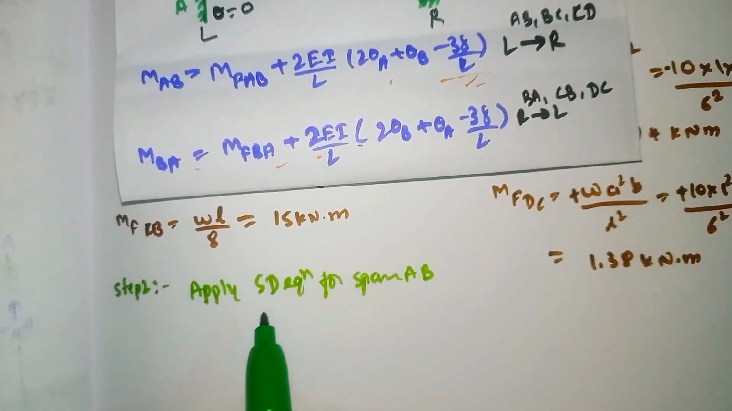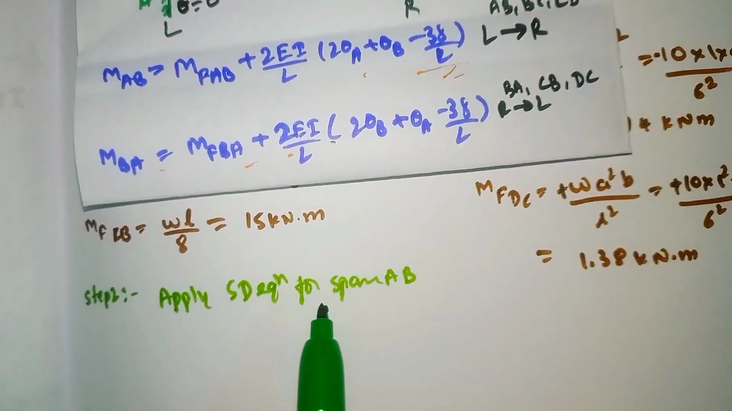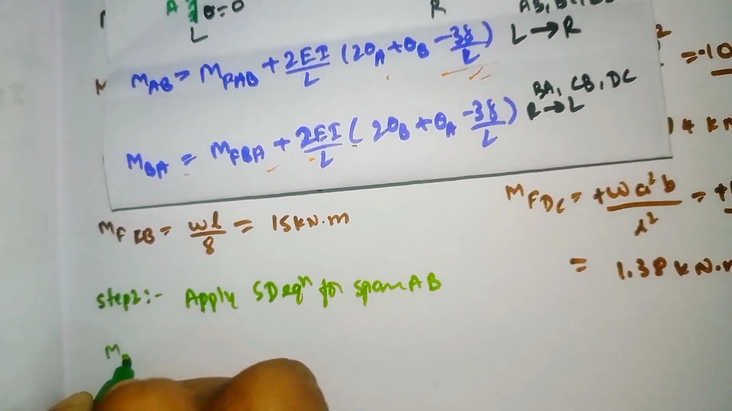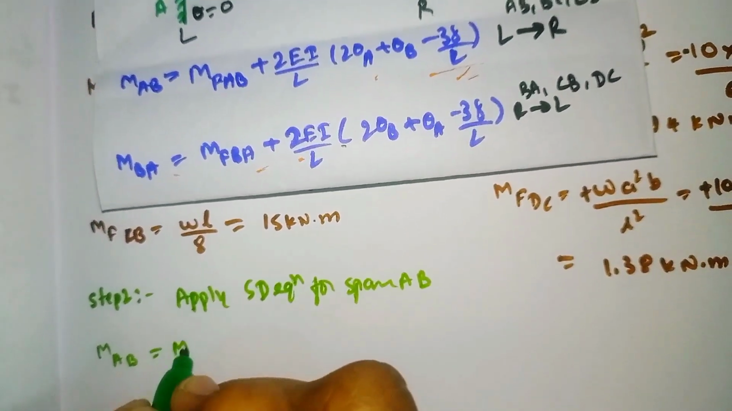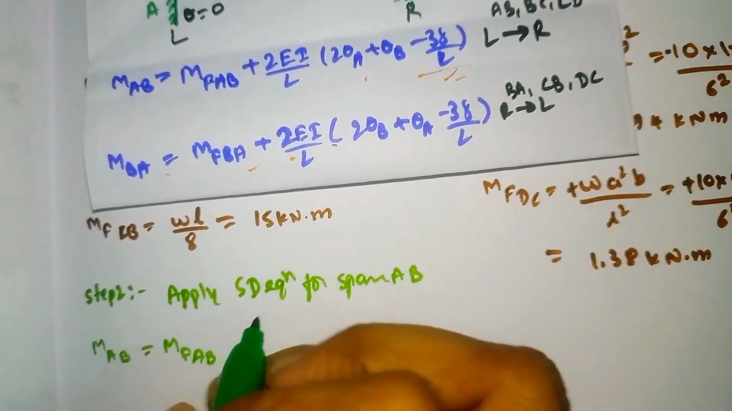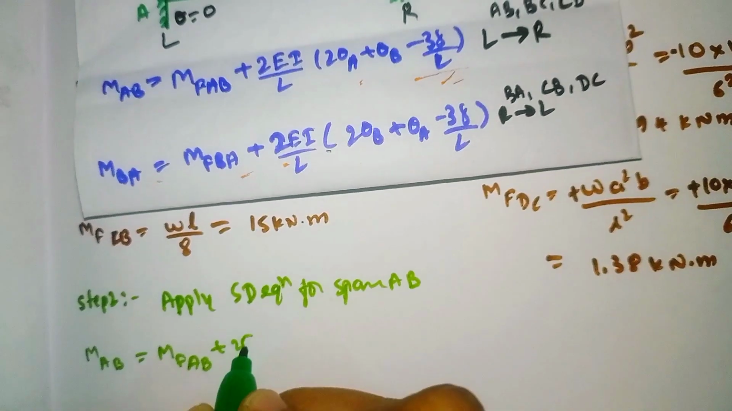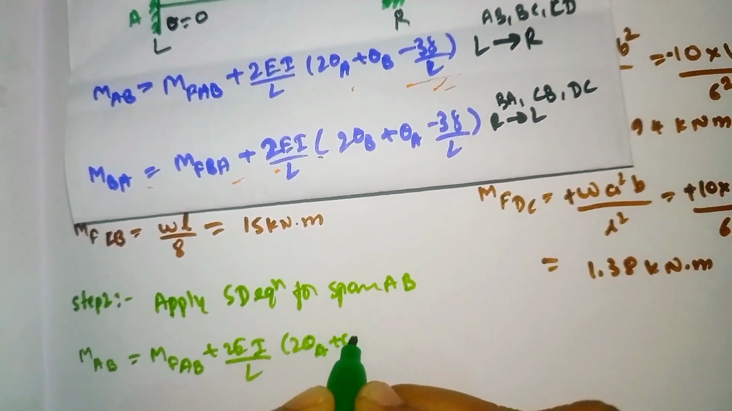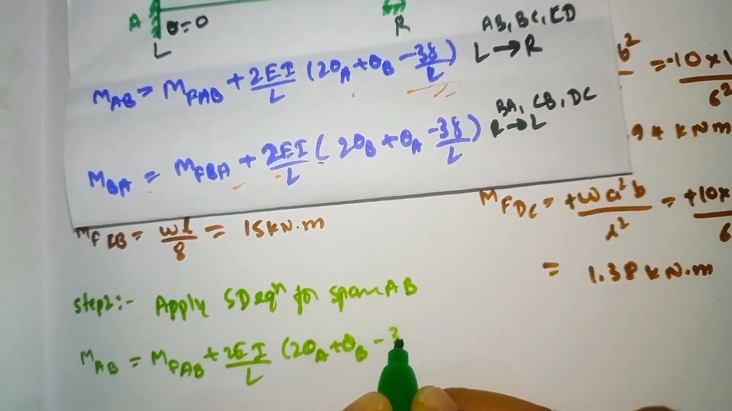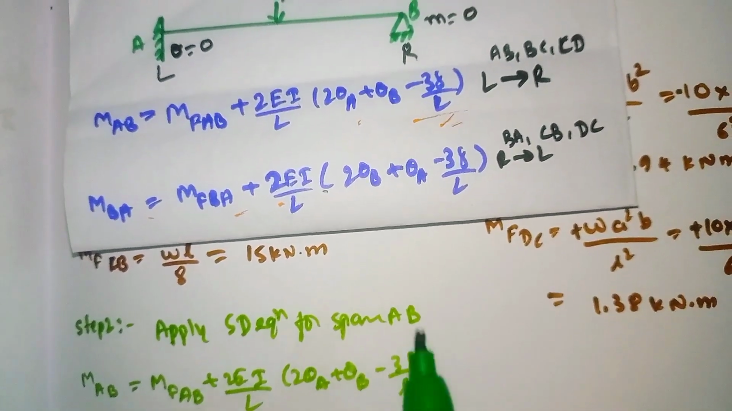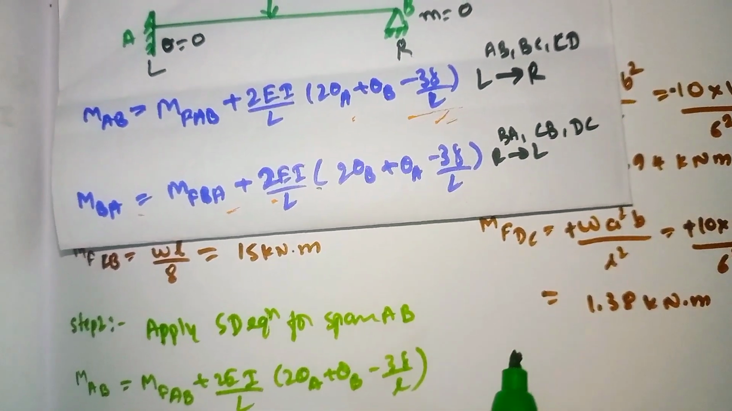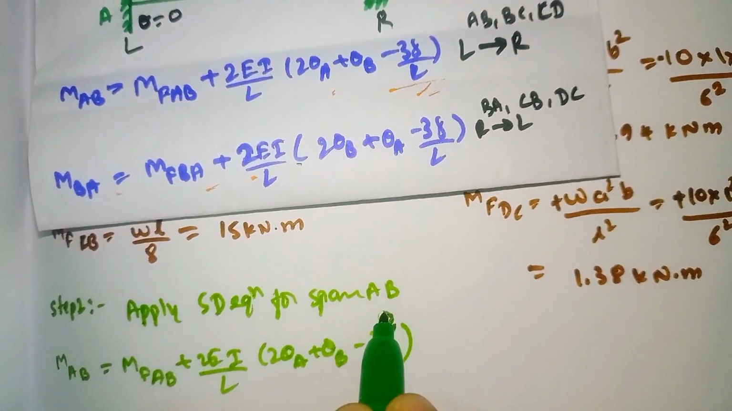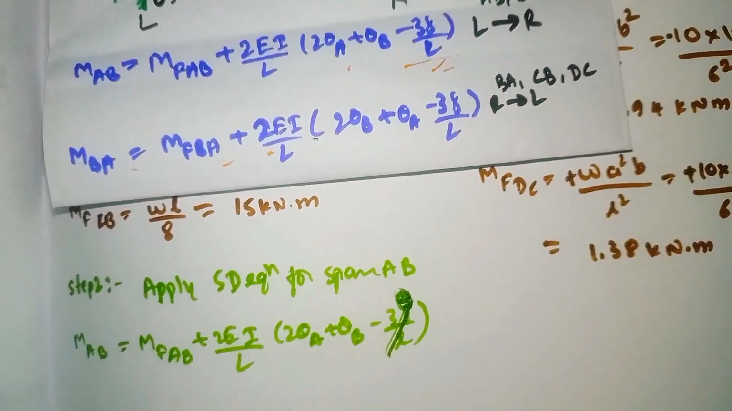So step 2 is applying the slope deflection equation for span AB. For that we have the formula MAB is equal to MFAB plus 2EI divided by L, 2 theta A plus theta B minus 3 rho divided by L. Here in our problem the deflection value is not given, so it becomes 0. We are not going to write this one, it becomes 0.